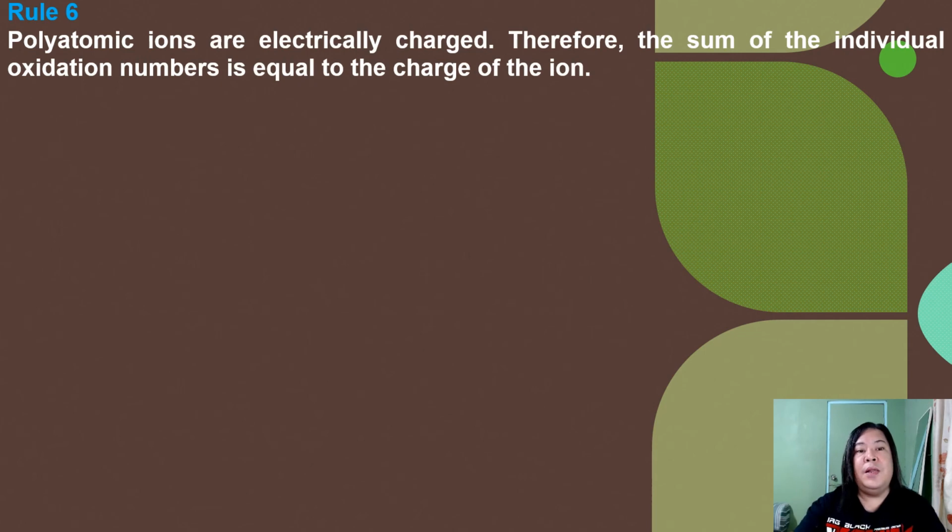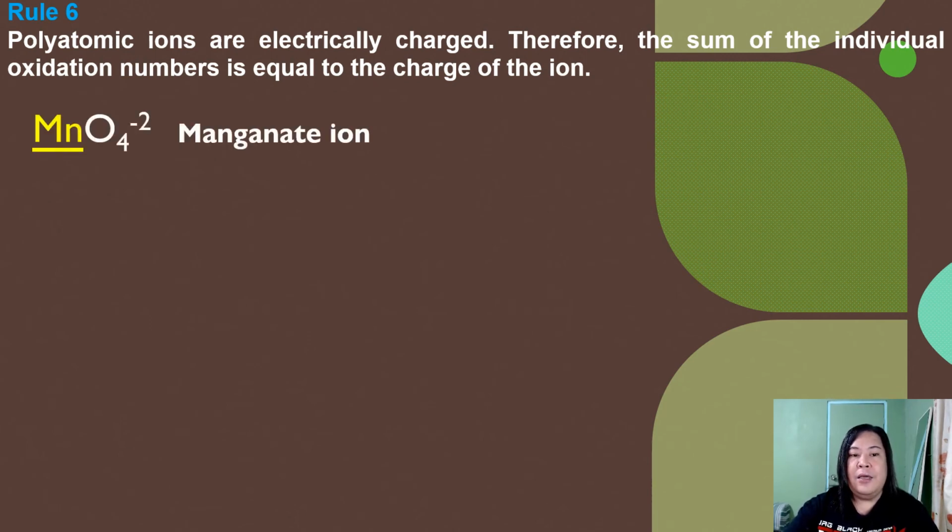But in the case of polyatomic ions, we know that polyatomic ions are electrically charged, so therefore the sum of each individual oxidation number is equal to the charge of the ion. For our example, the manganate ion MnO4 negative 2, we have to calculate the oxidation number of the underlying element. So let that element be X, times X plus the number of atoms of oxygen is 4 times negative 2, which is the oxidation number of the oxygen atom. So take note, therefore, the sum of the individual oxidation numbers is equal to the charge of the ion. So we will equate this not to 0 but to negative 2.